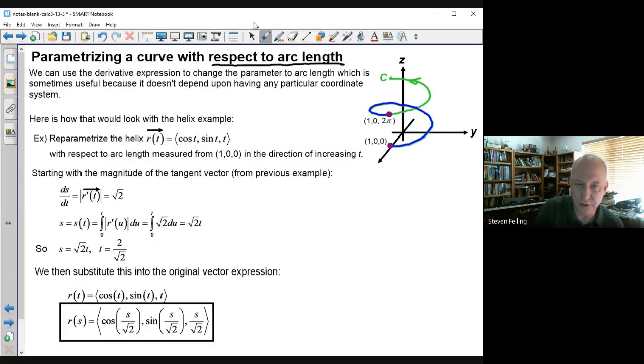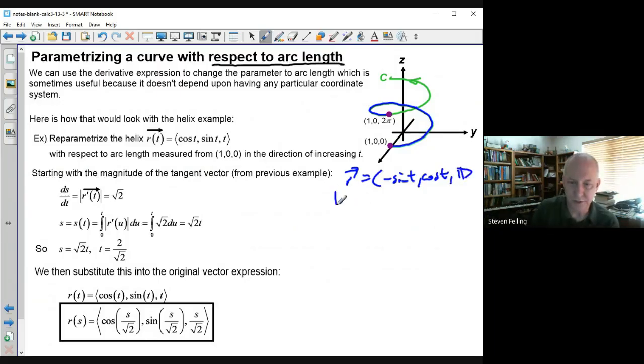Okay, we're going to start with the magnitude. So let's say we have this helix where the position vector is cosine t, sine t, and we want to reparametrize this for the same distance here, but with respect to the arc length instead of with respect to the parameter t. So if we start with the magnitude of the tangent vector, let's actually just do that again. We know the tangent vector would be the derivative. So the derivative vector is going to be negative sine t, cosine t, 1.